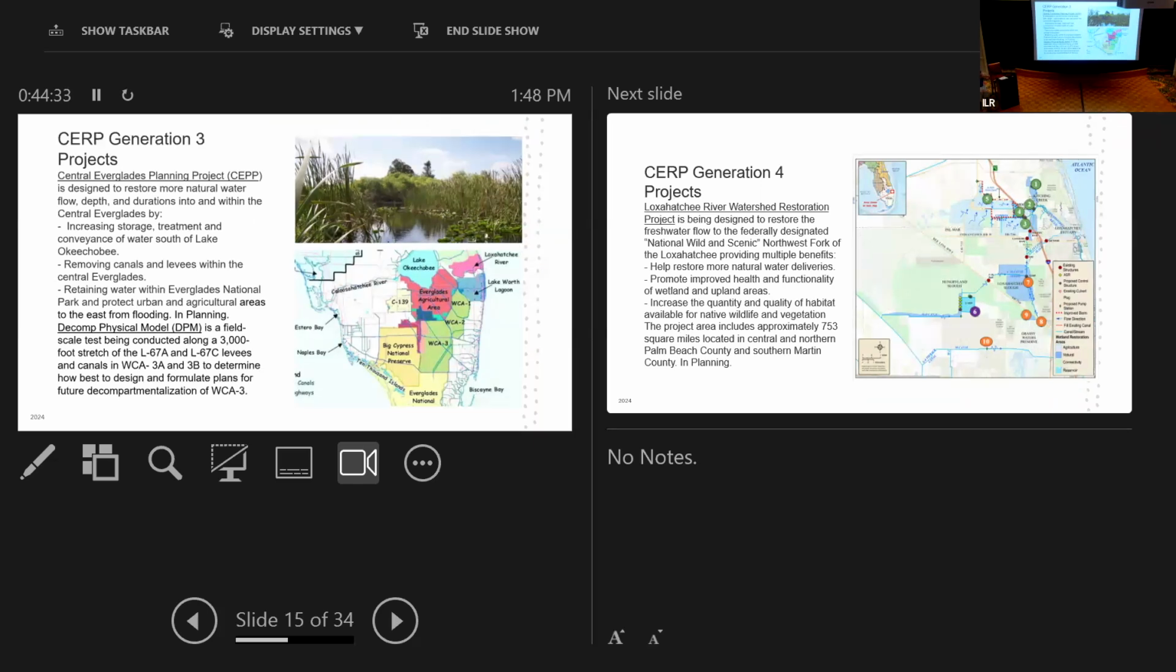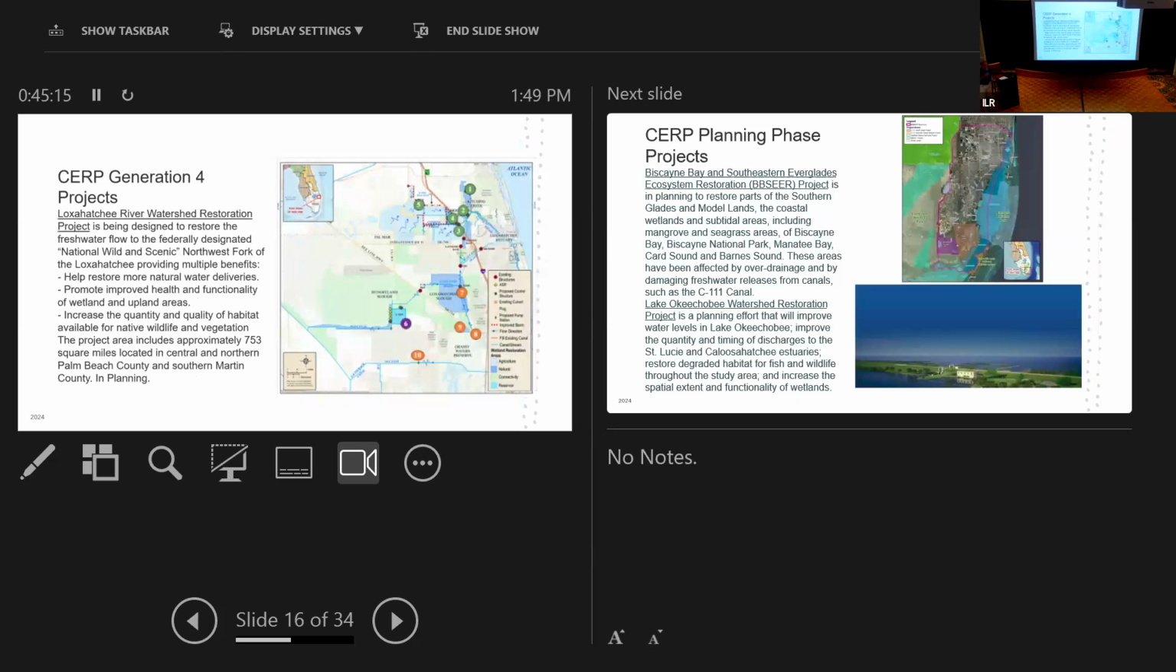And then the next one is the decomp physical model, which is these canals I've mentioned right down here, these canals and water that bisect water conservation 3A. What to do with them? How do we kind of decompose them in order to get free flow of water down into Everglades National Park? And that would be this flow of water. Right now, the major flow goes down in this small area right here and not through the whole system. So it's how to make that right again, as right as possible.